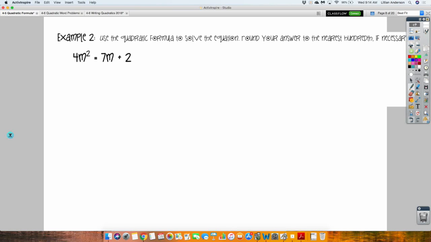Is it in standard form? Let's get it into standard form. Remember, standard form is y equals ax squared plus bx plus c. So that means this 7 and this 2 have to go where? The other side. So it's going to be 4m squared minus 7m minus 2 equals 0. Always make sure it's in standard form before you ever use the quadratic formula.